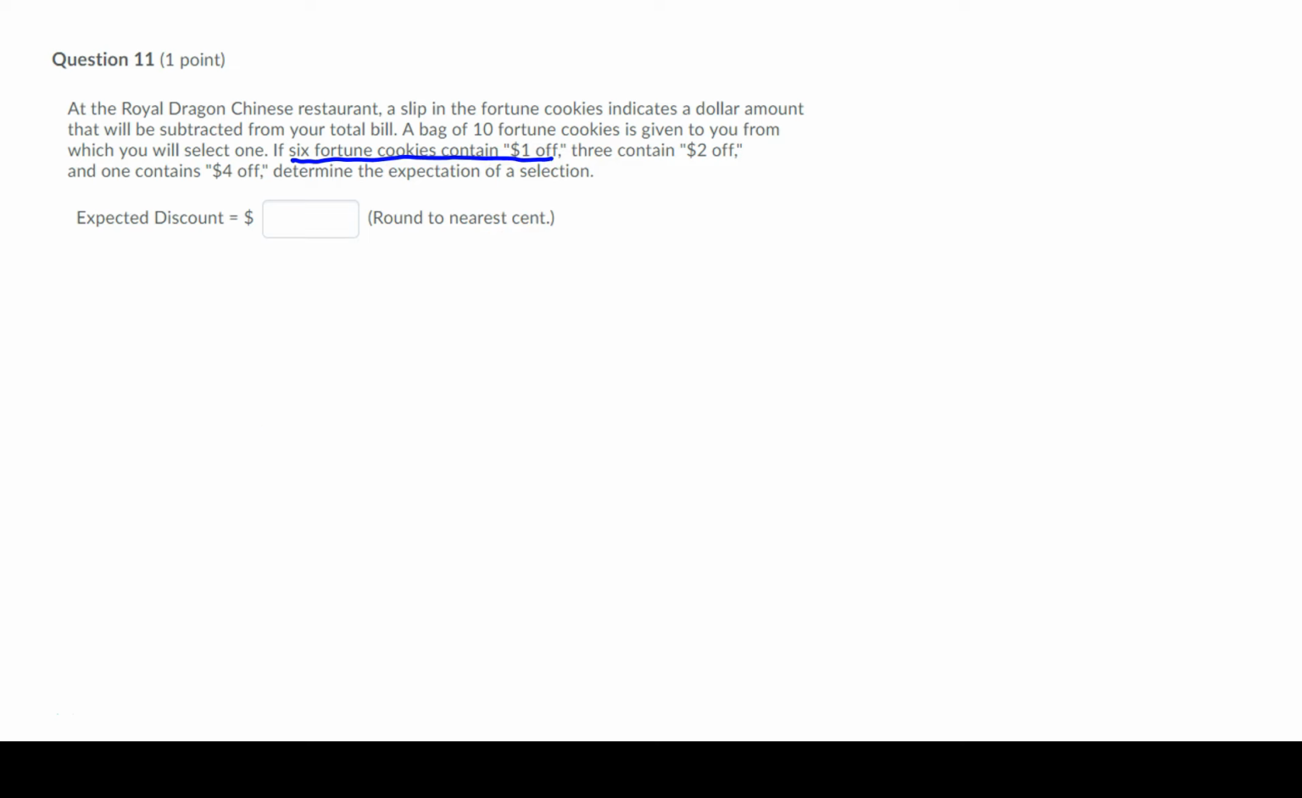So basically the expectation is an expected discount. You're going to get a discount of some sort. On average, what is that discount going to be? How much is the Royal Dragon Chinese restaurant on average giving up with this selection process? So I am doing expected value again.